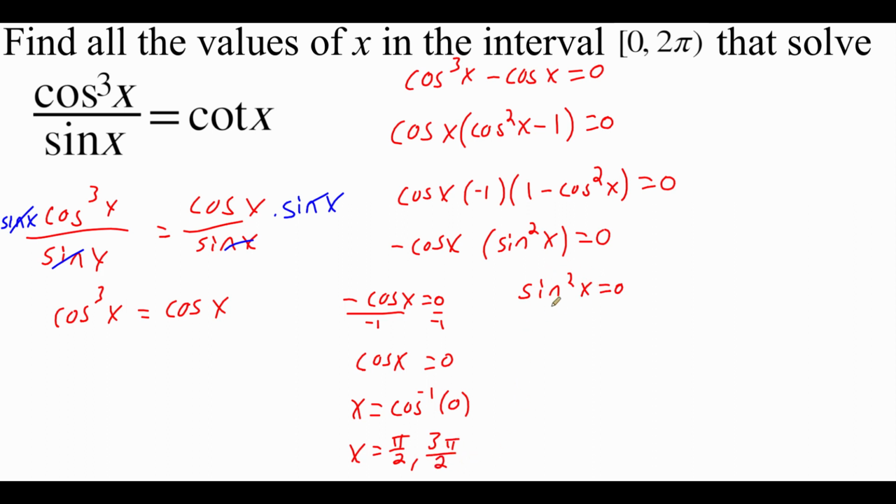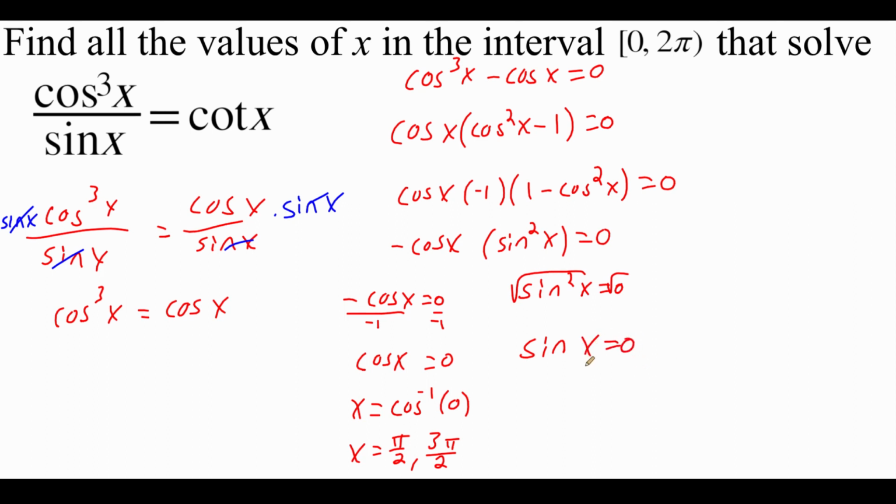Now we still need to solve this sine squared portion. So in order to get rid of the squared, what I'm going to do is square root both sides. So this is going to say the sine of x equals 0. And now we have to be a little bit careful because we're saying that the sine of x is going to equal 0.